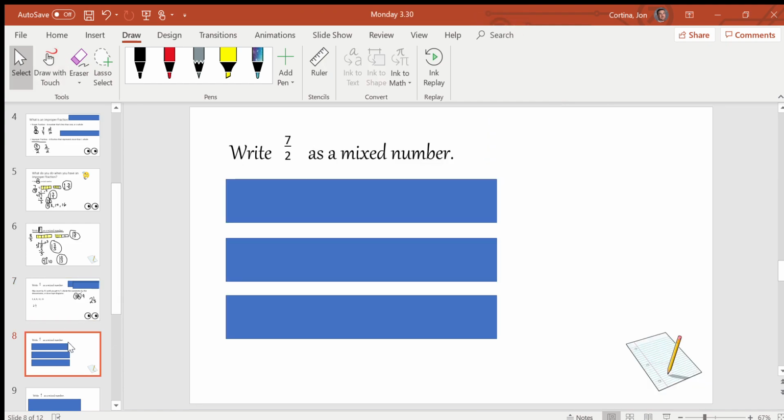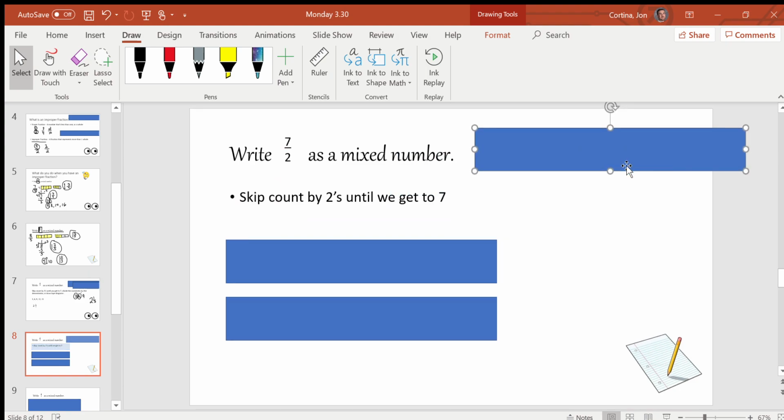Now it's your turn. I want you to pick a strategy and you're going to turn 7/2 into a mixed number. Pause the video now and go ahead and change that improper fraction to a mixed number. Okay, let's see how you did.